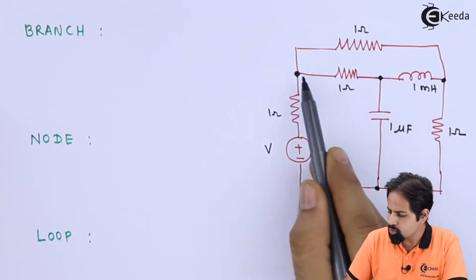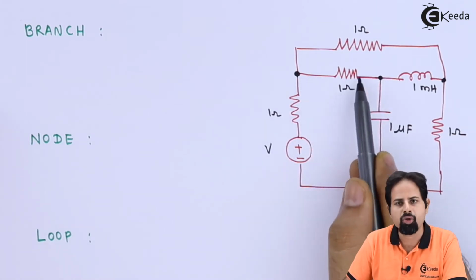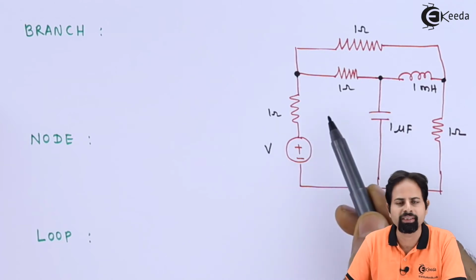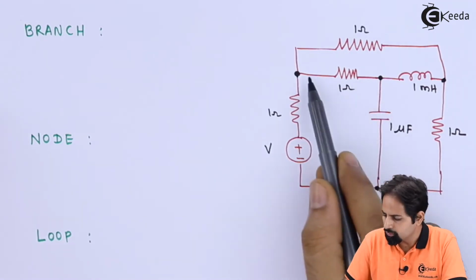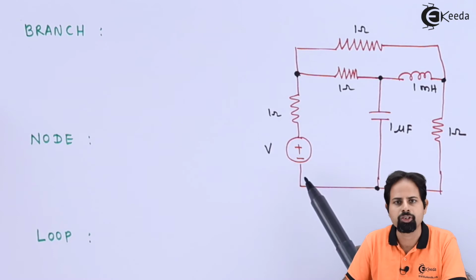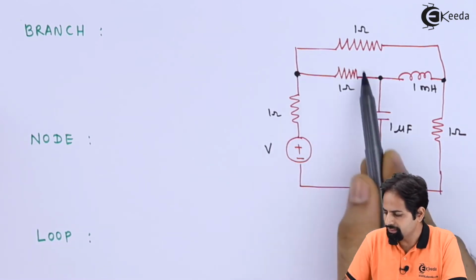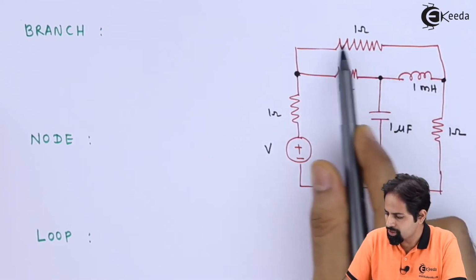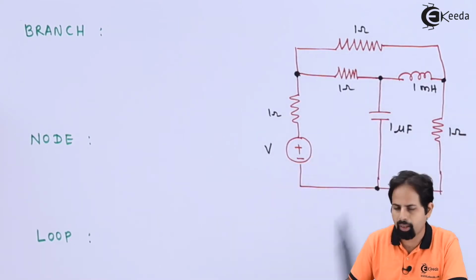Now between these two nodes there is an element, which here is a resistive element. Right now it can be any element, maybe capacitive, maybe inductive. So this is called a branch. So a branch is nothing but any kind of element between the nodes. This also is a branch. See, everywhere you can see a branch.